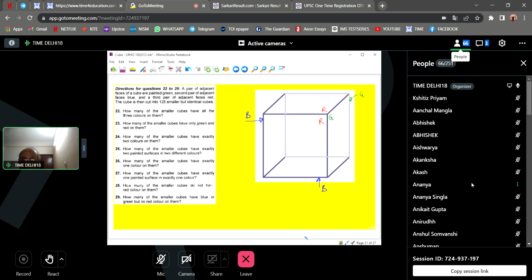Shivali, your answer for first is correct, second is not, third is correct, fourth is correct. All other answers are correct except the last one. Last one and 23rd and 29th.